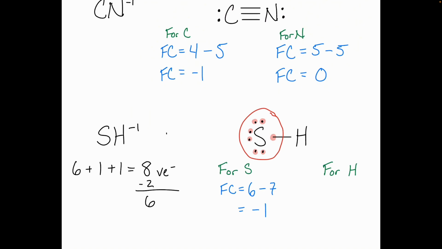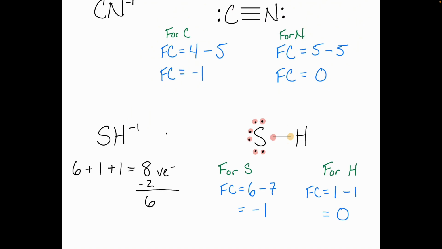Okay, we can do the same thing for our hydrogen. Hydrogen has 1 valence electron. If I draw my circle around my hydrogen atom in this molecule here, how many electrons are in that circle? Just 1, right? So we only count half of every covalent bond. So 1 minus 1 gives me a formal charge of 0.